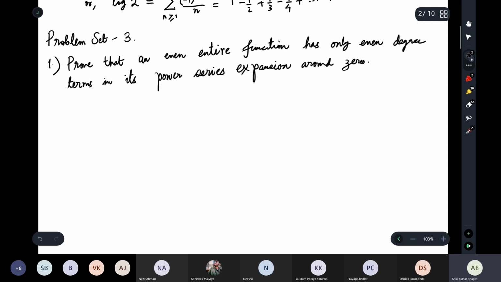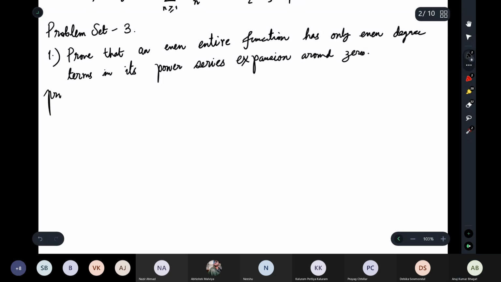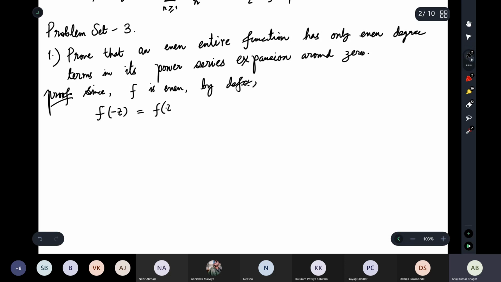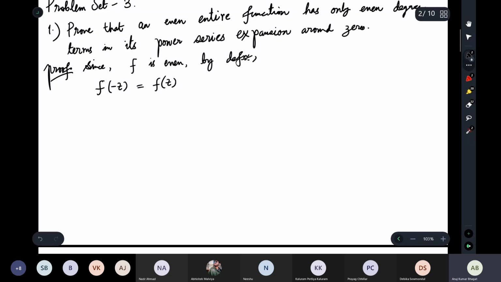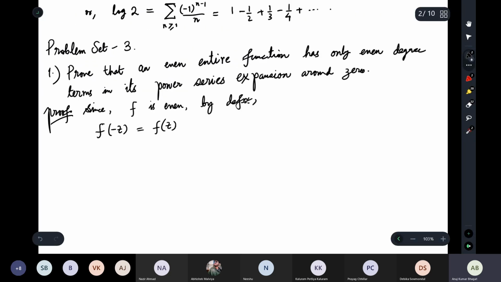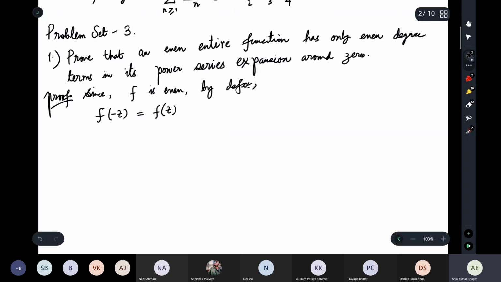So it's easy. I'll do the even one, the odd one will be up to you. It's very simple. Both are exactly the same. So how to prove this? Since f is even, by definition, what can I say? f of minus z is the same as f of z. Okay. So from here, I'll talk about the derivatives, because in the power series expansions, the coefficients are basically given by the derivatives. So I have to check what I can say about the derivative.